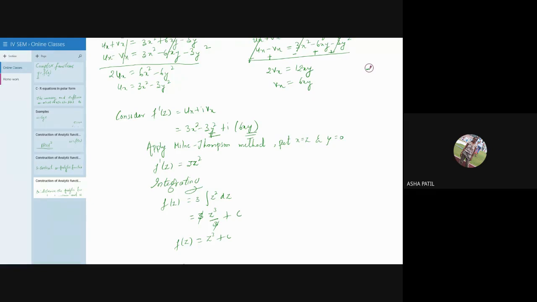This example has been asked many times in the VTU exam. So see that you practice this example. Usually they will ask such examples where you have u plus v or u minus v.